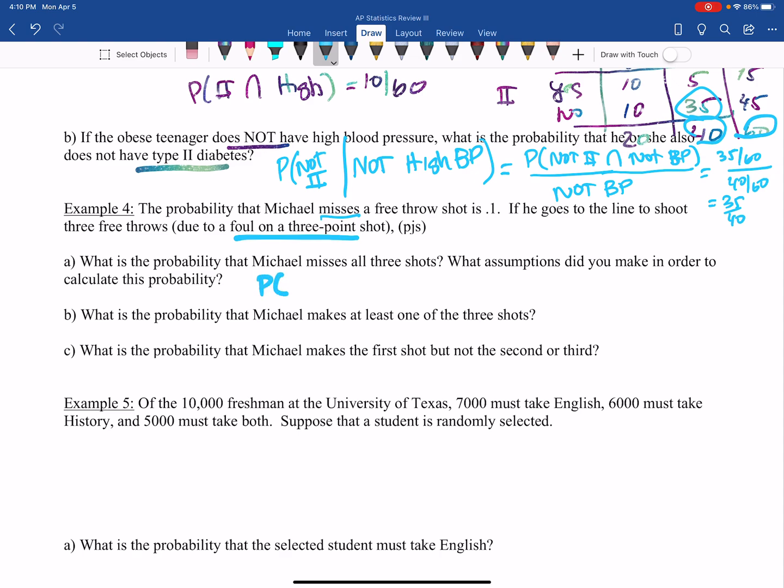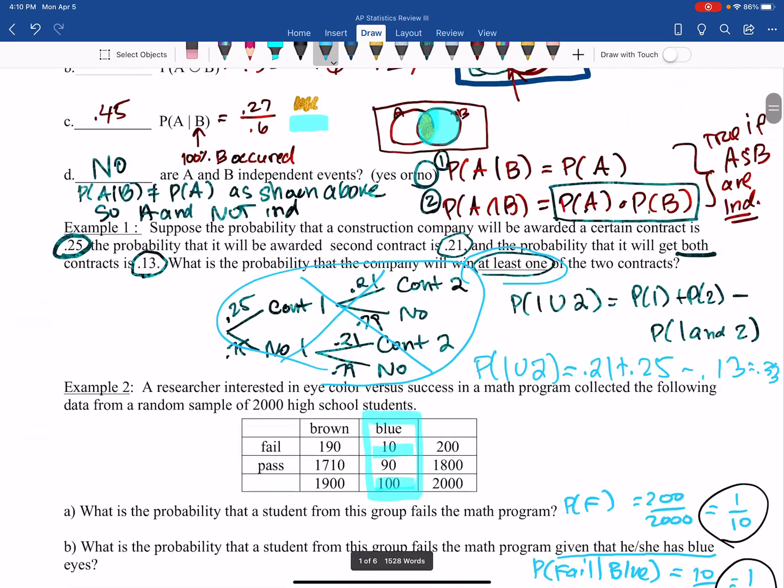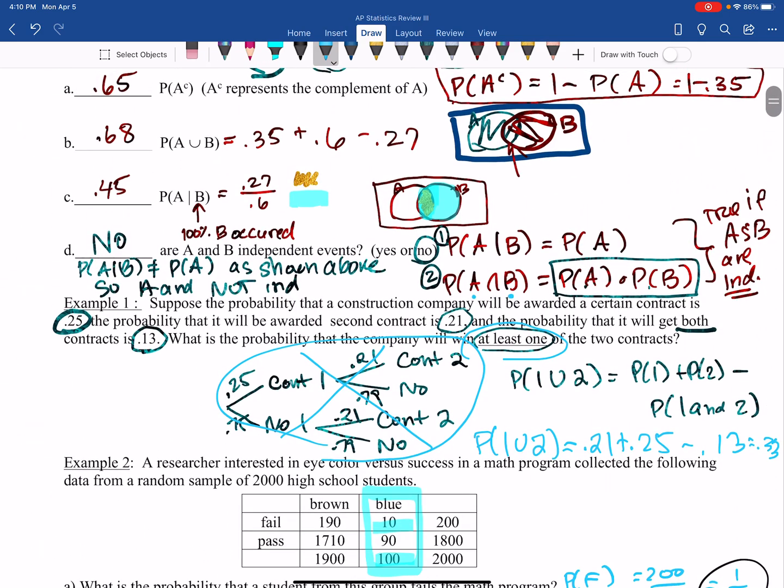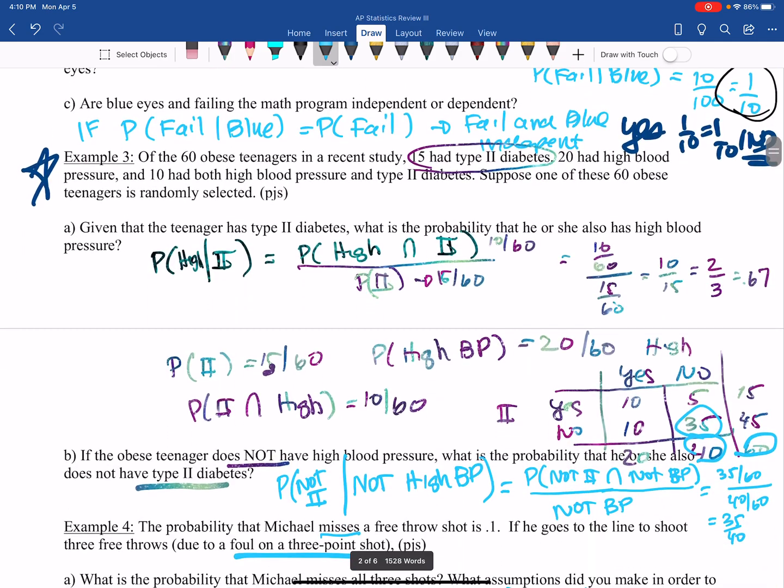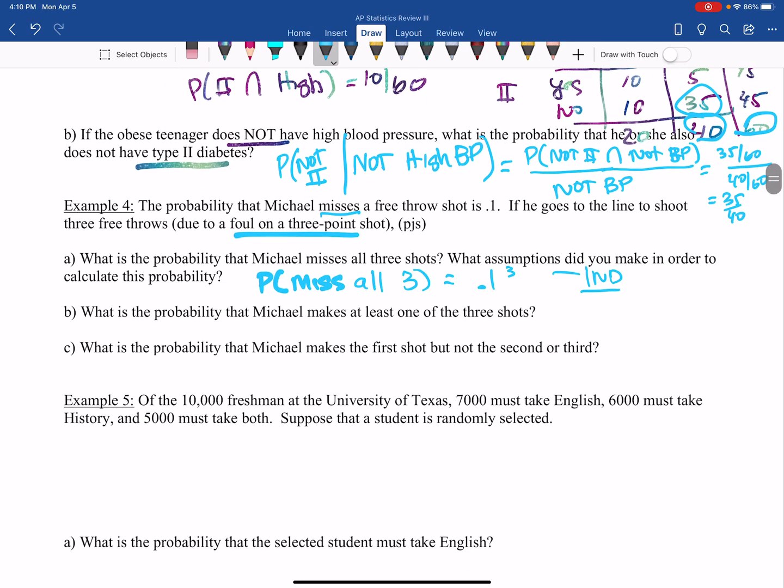So the probability that he misses all 3 is just going to be 0.1 to the third. 0.1 times 0.1 times 0.1. And the assumption we had to make is that they were independent shots. Because remember, we learned way back up here, if it's independent, the probability of A and B is equal to the probability of A times B. So if the probability is miss the first one and miss the second one and miss the third one, that gives us permission to multiply all the probabilities together because it is on the understanding that it's independent. So that's exactly the assumption I need to make.